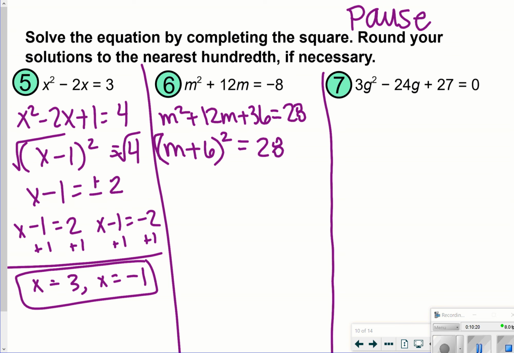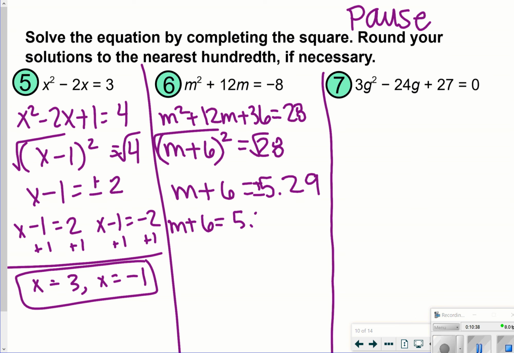And then finding the square root of both sides would be m plus 6 is equal to the square root of 28. The square root of 28 is about 5.29 after you round it. And that is positive, negative. So now we've just set these both equal to positive and negative 5.29. So m plus 6 is equal to 5.29. That's going to give me m is equal to 11.29. And then m plus 6 is equal to negative 5.29. That would give me, that first one should not have been 11.29. That one's going to give me negative 0.71.